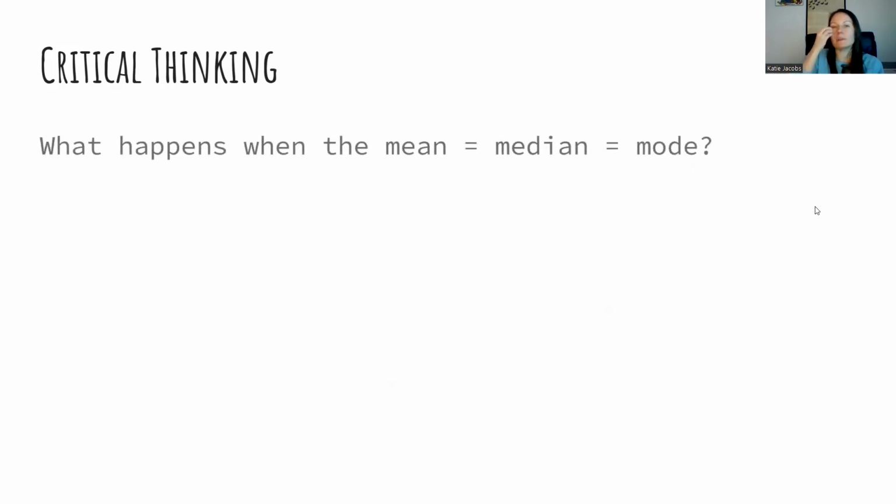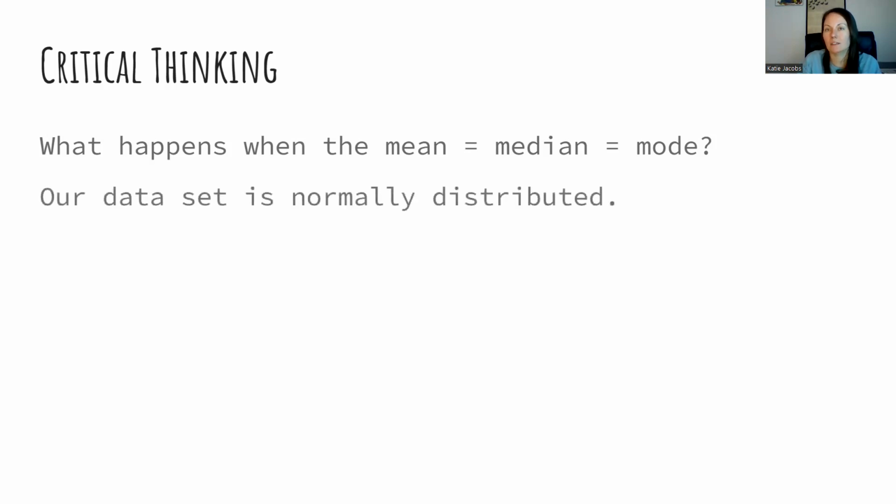Okay, so then what happens when our mean equals our median and our mode? So think about what we did. We don't actually have to try to work it out. Remember, the median is the exact center. The mode is the tallest. The mean is the one that's most influenced by outliers, pulled either way. So what happens to the distribution shape when they equal each other? Our data set is normally distributed. We actually want that to happen.